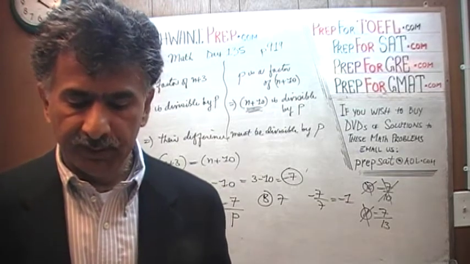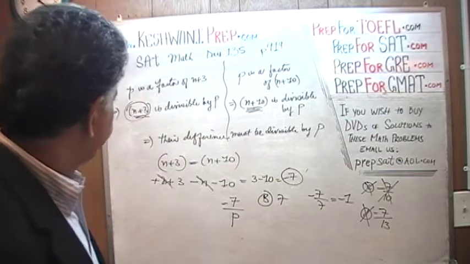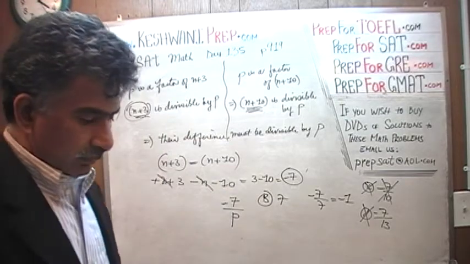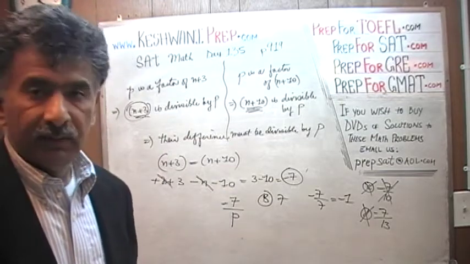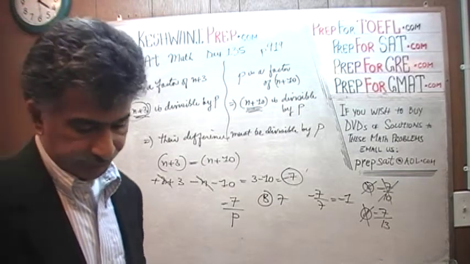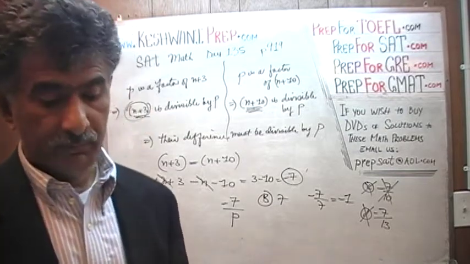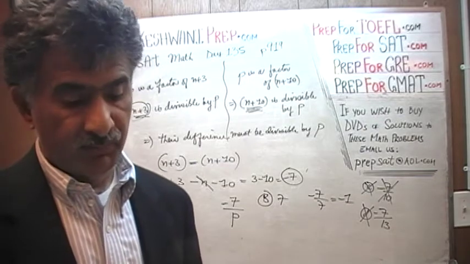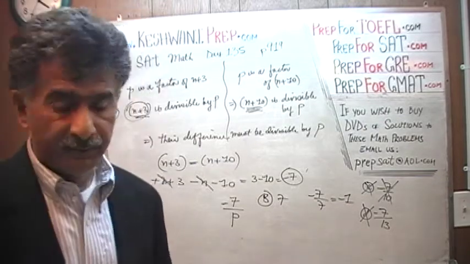The question was, if n and P are integers greater than 1, what is the value of P? And the value of P, the only one that works here, is 7. Negative 7 would have also worked, but we are told that they are both positive numbers. So the answer is 7.